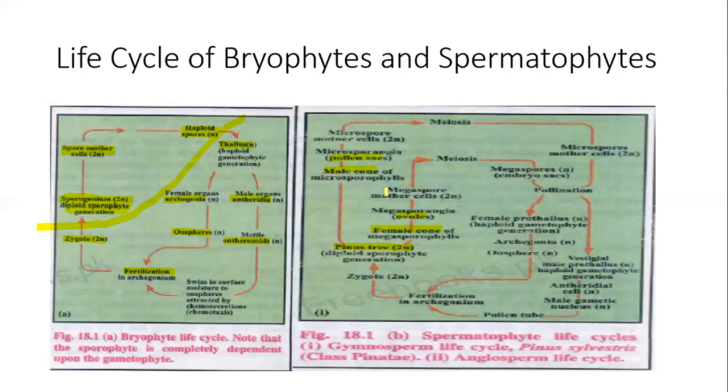The ovule will change into megaspore mother cells while the pollen sac will change into microspore mother cells. And after the production of microspore mother cells on both sides, reduction division, meiosis, will occur, and as a result of the meiosis, the microspore mother cells will produce microspores, and the megaspore mother cell will produce megaspore.